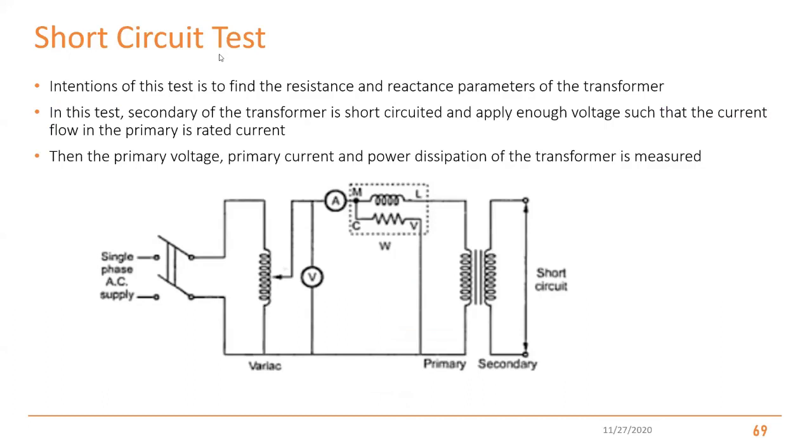Then we discussed the short circuit test. The short circuit test is also conducted to find the other parameters. That means the primary resistance and the total equivalent resistance referred to one end we can find using this test. We can find the reactance as well. So both those parameters can be found by the short circuit test.